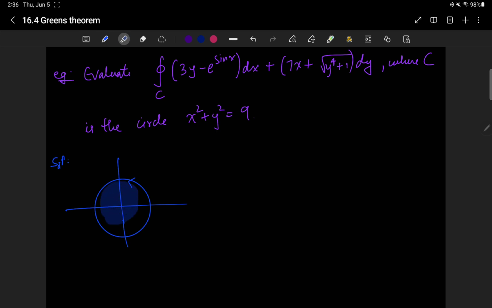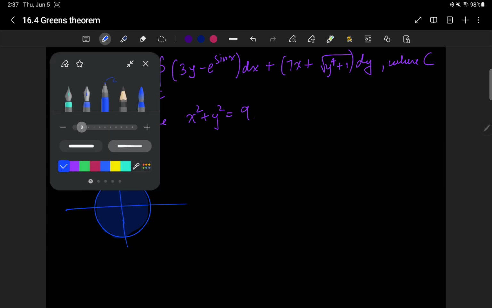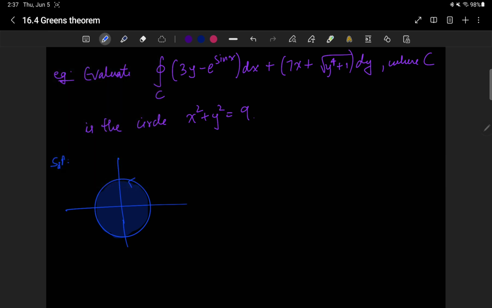specifically because the integral here does not look very nice, right? So you have e raised to sine x, you have all these complicated square roots, which maybe you don't want to deal with. And there's the fact that it's a circle, so going into a double integral, maybe we can use polar coordinates, which becomes easier. Okay, so the conditions are satisfied.